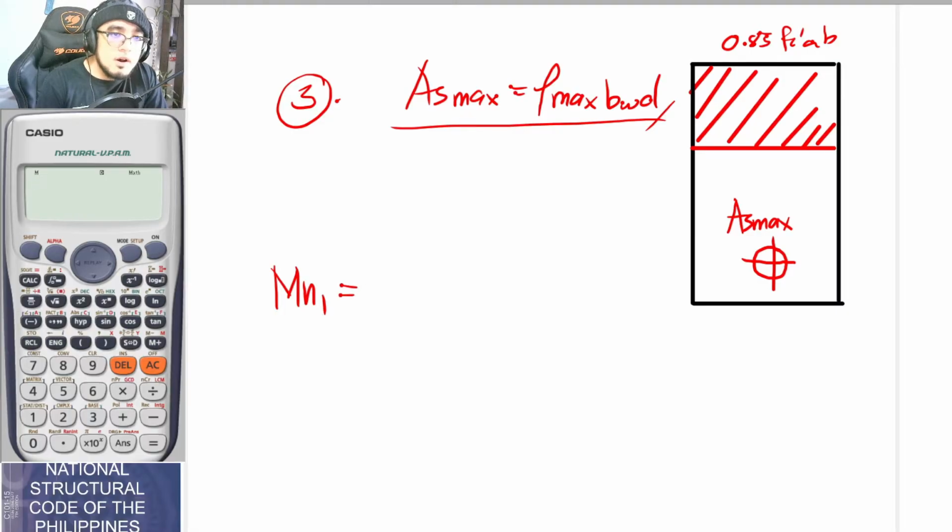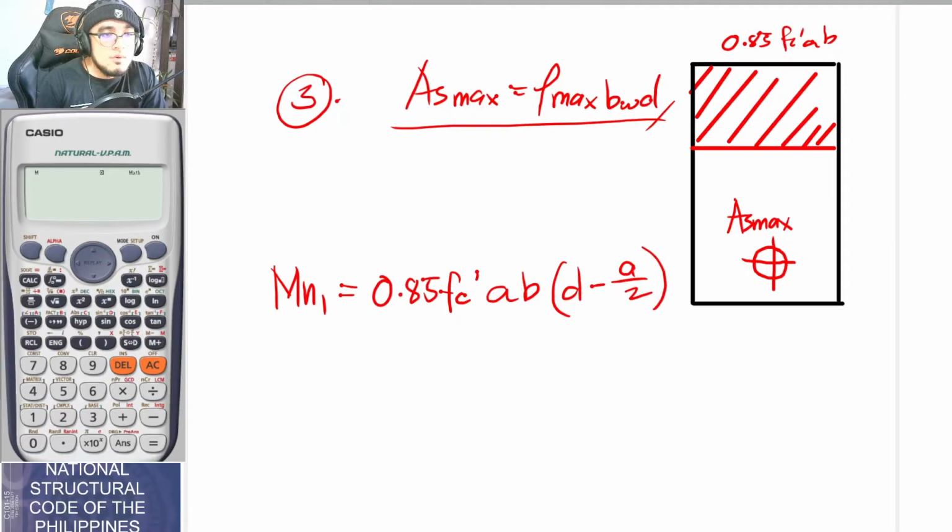So for MN1, you can solve for it using once again the strain diagram for your SRB. And let's say that for your MN1, if you would be getting the moment about your tension side or your tension rebar, our MN1 is now to be equal to 0.85 times fc prime times a times b times d minus a over 2. So there, but we do not know the value of a yet.